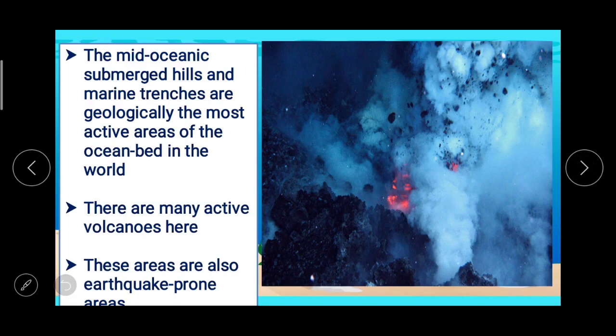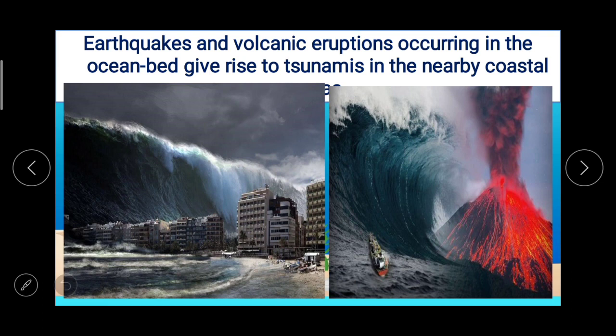The mid-oceanic submerged hills and marine trenches are geologically the most active areas of the ocean bed in the world. There are many active volcanoes here. These areas are also earthquake prone areas. Earthquakes and volcanic eruptions occurring in the ocean bed give rise to tsunamis in the nearby coastal areas. In the image, as you can see.